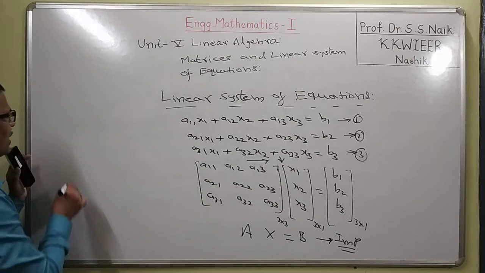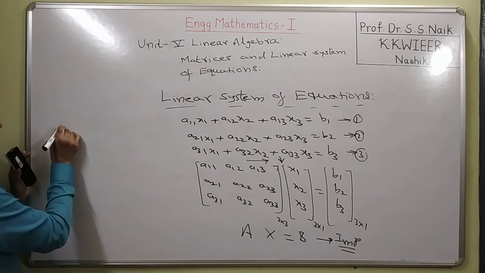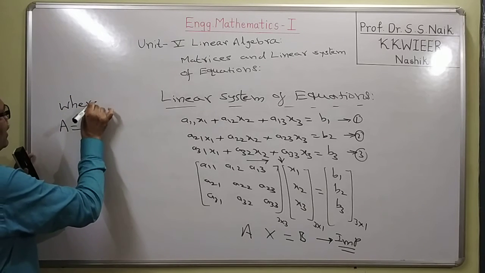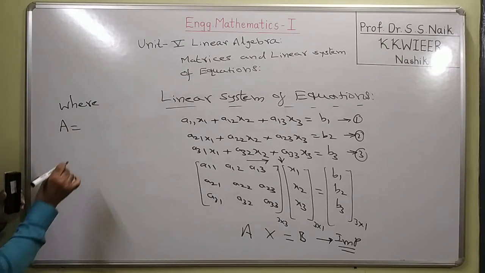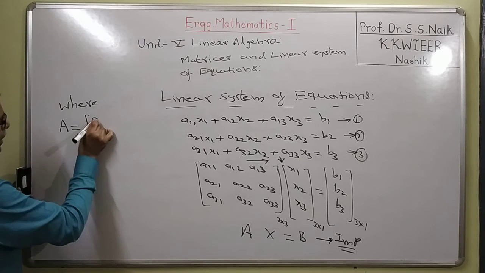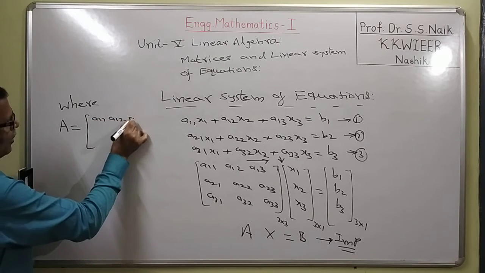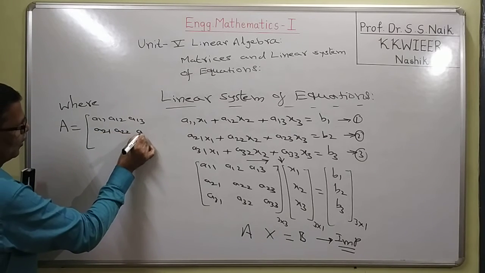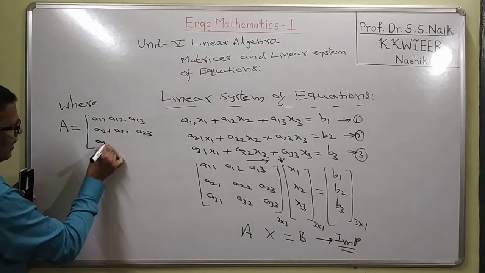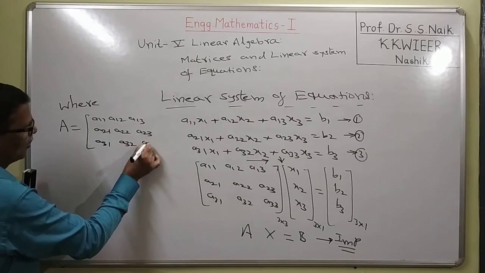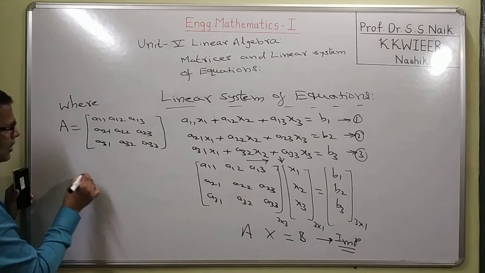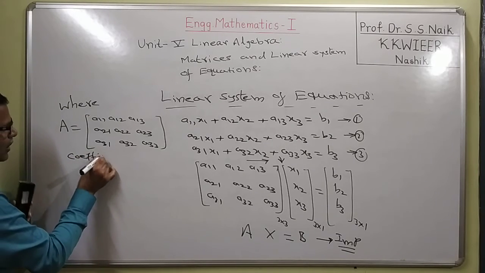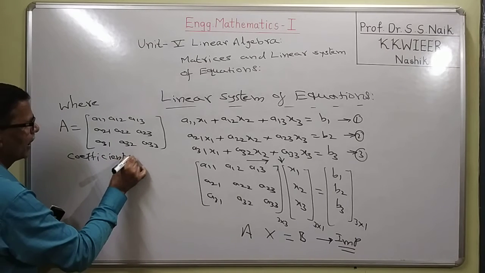Here you will have A, so you write A is equal to A11, A12, A13, A21, A22, A23, A31, A32, A33. Now what is the name for this? This is called the coefficient matrix.